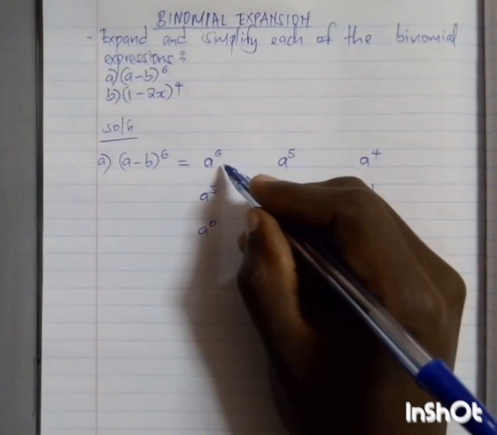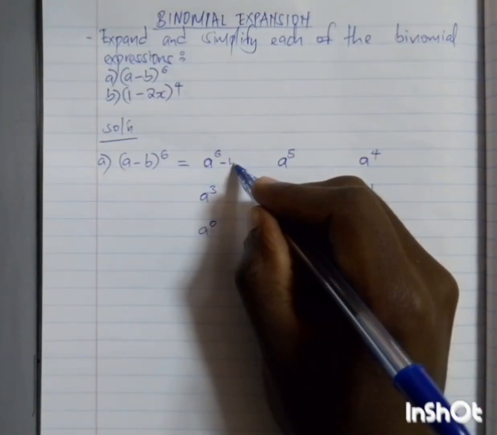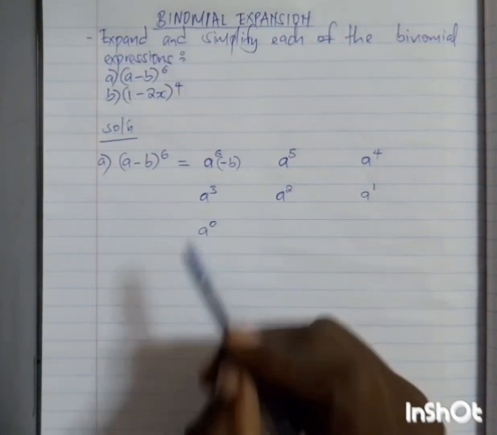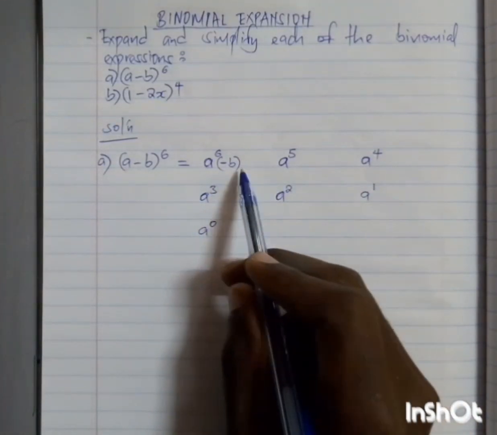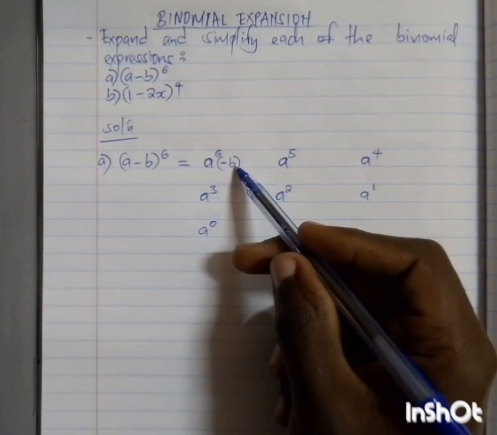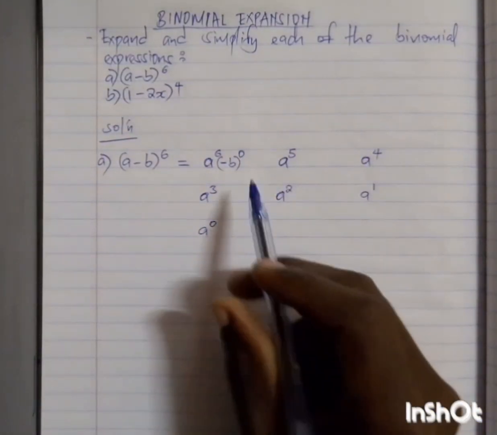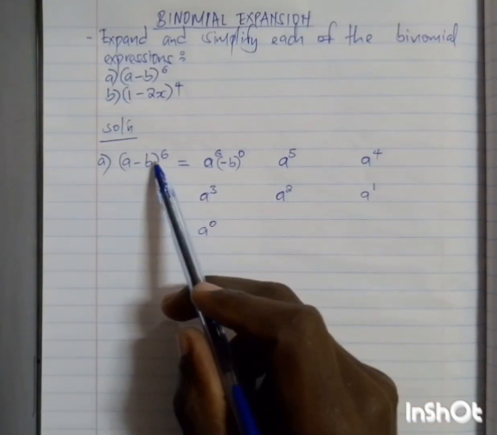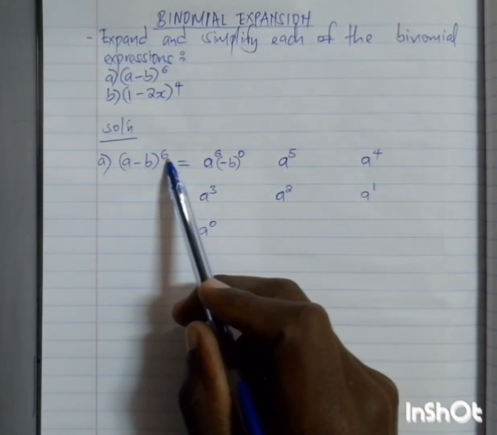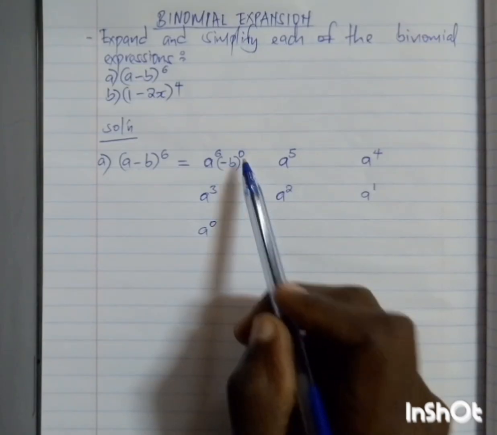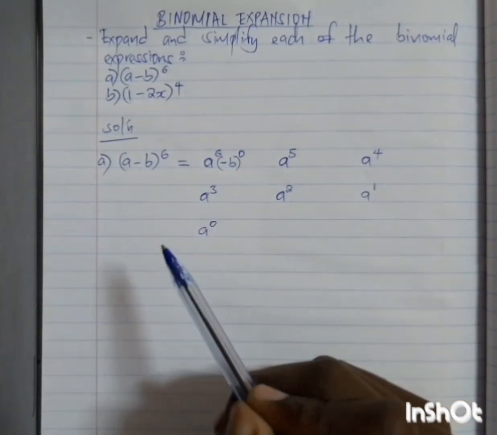The second term is minus b. So you put a bracket because of the negative, (−b). And on the minus b, we start at 0. For the first term you start with the power that you are given. But for the second term, you start with power 0. So we have power 0.